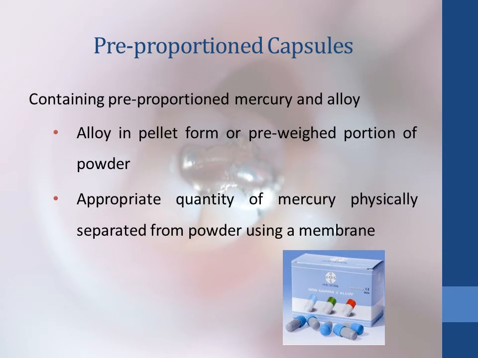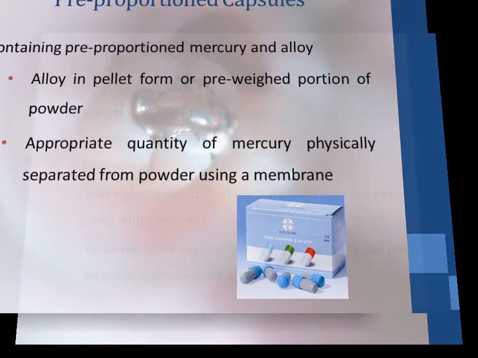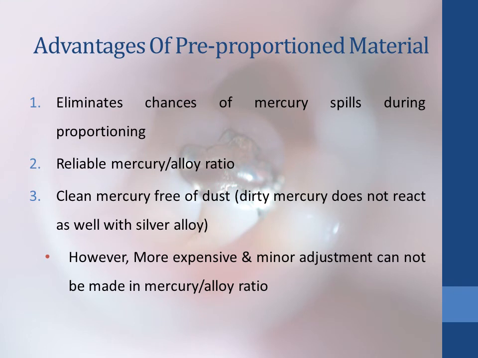So, but for convenience, pre-proportioned capsules are also present in the market. They come in the form of these capsules, and at one end there is the silver alloy powder, and at the other end of the capsule is the liquid mercury, and they are separated physically by a membrane, and the actual quantity of mercury and alloy is present. And what is the advantage of this pre-proportioned material or capsule form? It eliminates the chances of mercury spills.